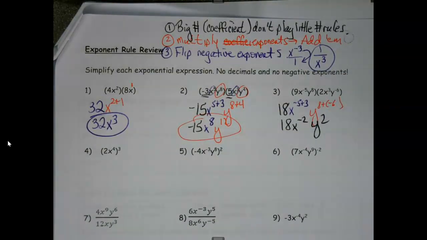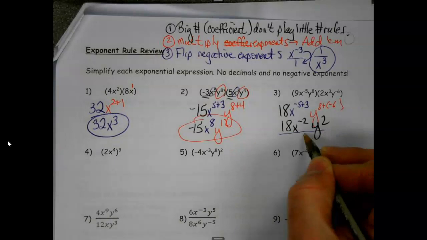It's almost like, hey, this exponent has a bad attitude about things. So we're going to help it get a good attitude. We're going to give it a new environment to be in. So if it's negative somewhere, I can make it positive by flipping it. So here's what we're going to do here.